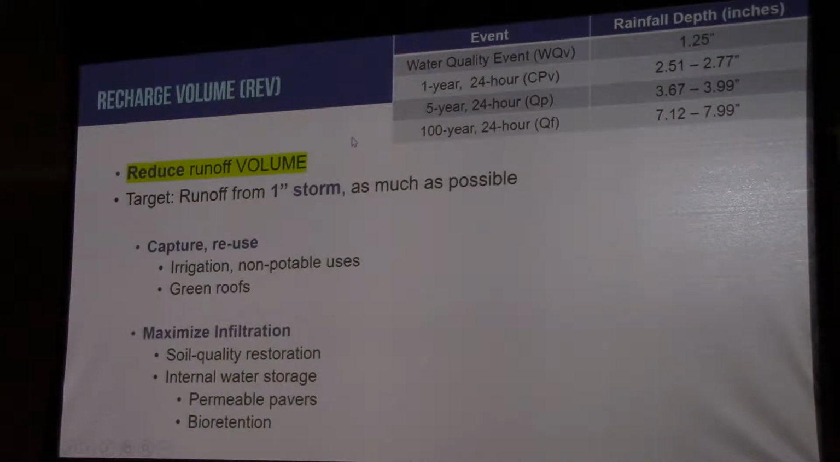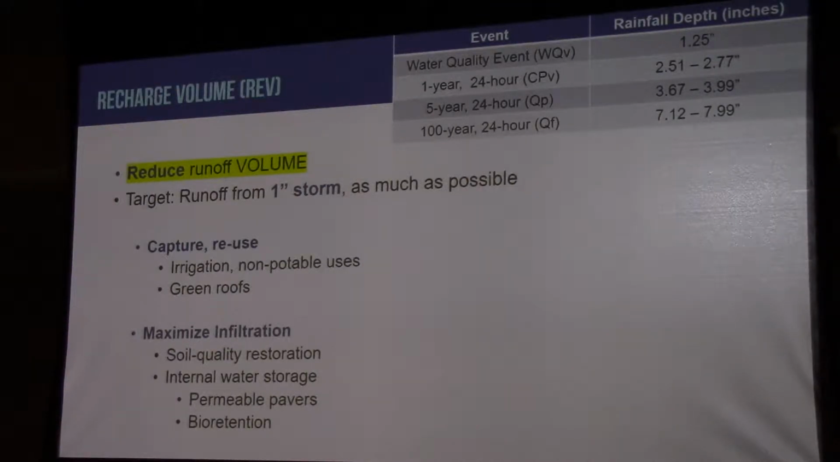And the goal of recharge volume is to reduce runoff volume. That's the basic thing. When we install pavement and roofs and we compact the soils, we tend to generate more runoff in the urban environment than we would in the natural landscape or even in the agricultural areas. So the goal of the standard is to try to minimize that effect as much as possible. The target is to look at the 1-inch storm and infiltrate that to the best you can.